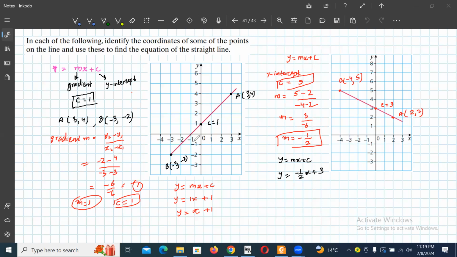Now we will learn how, when we have a general equation of a straight line, we can figure out m and c as well as the y-intercept in that equation. Remember that here we learned from the graph. So next we will solve straight away from the equations.